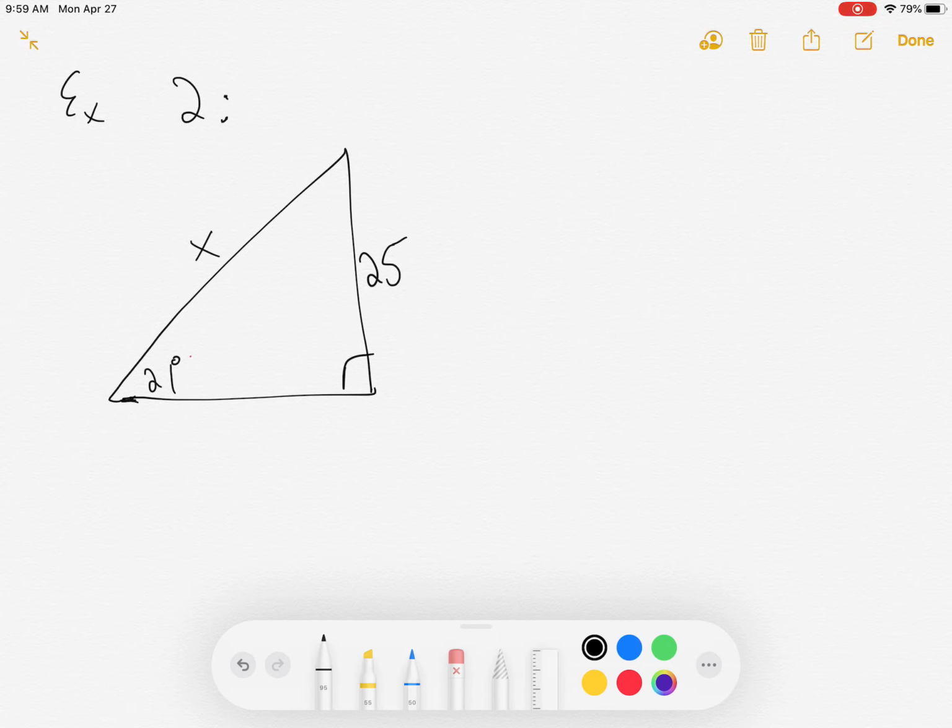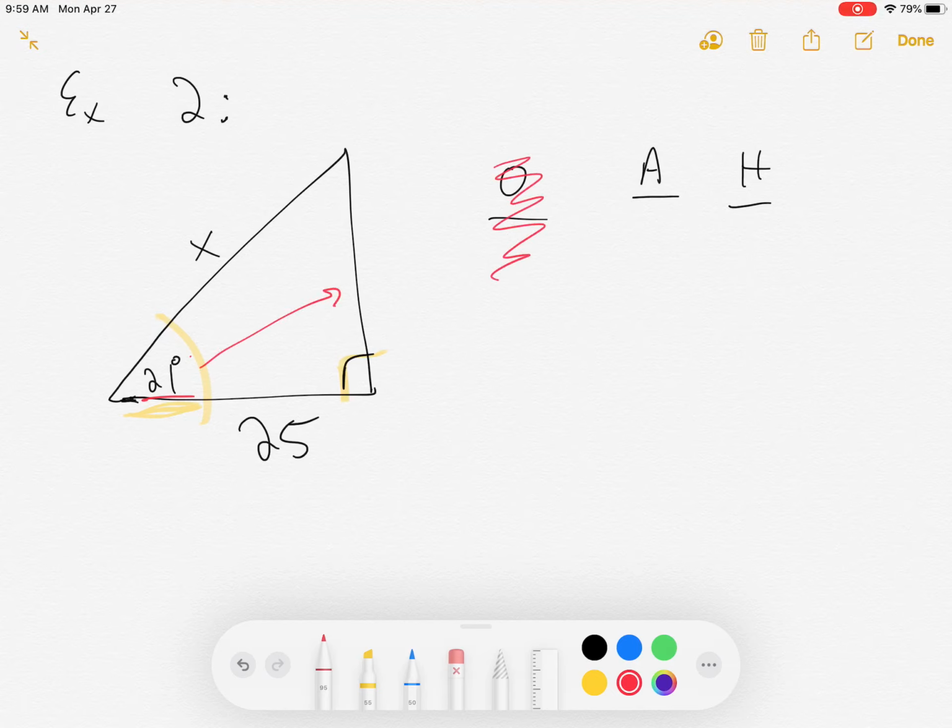Okay, so again, I have a right triangle and I'm given an angle. So I'm going to base everything off of this angle. I'm going to list out O, A, H. Actually, I lied. Let's put the 25 on bottom so this problem turns out a little different. So we got to list out OAH in terms of this angle, in terms of 21. So what's opposite? We don't know what's opposite, so we don't care about that one. We do, however, know that the adjacent side is going to be 25.